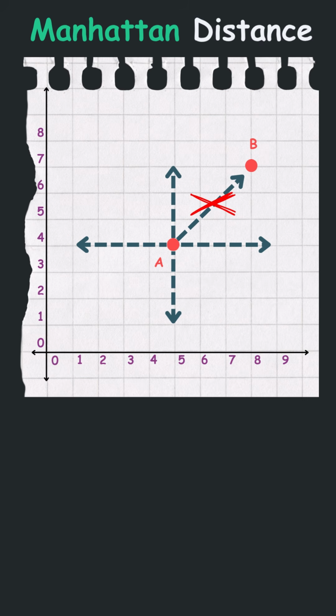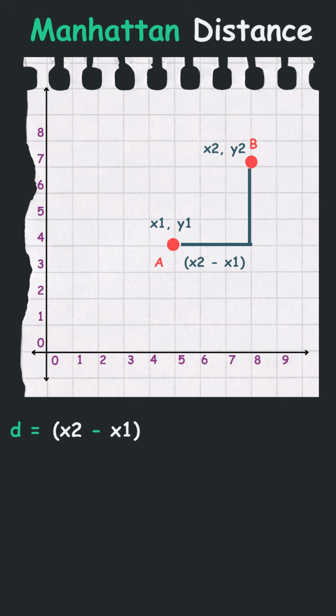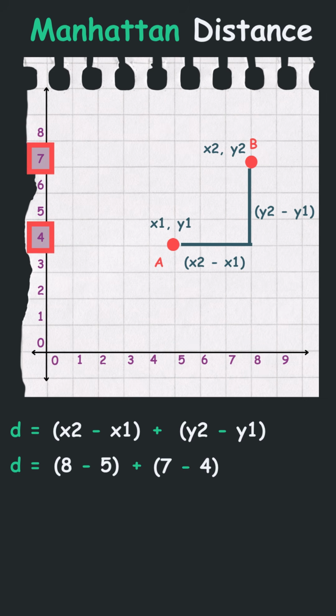Let's say A's coordinates are x1 and y1 and B's coordinates are x2 and y2. First we'll count how far apart they are in the x direction. That would be x2 minus x1. And then we'll count how far apart they are in the y direction. That would be y2 minus y1. Let's plug in the coordinate values. The horizontal distance is 8 minus 5, which is equal to 3, and the vertical distance is 7 minus 4, which is equal to 3. So we add them up to get a total distance of 6.